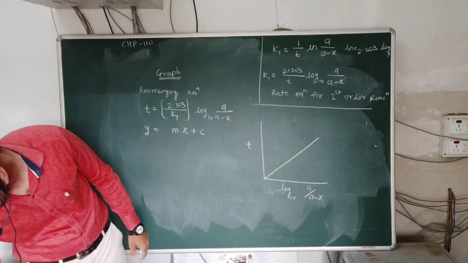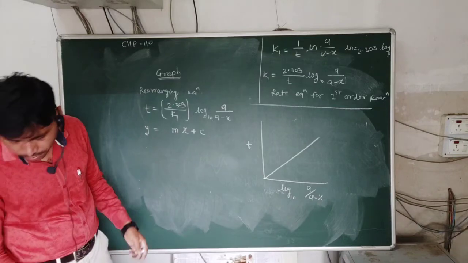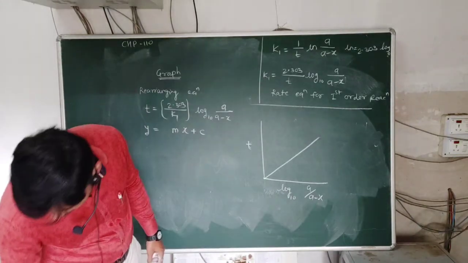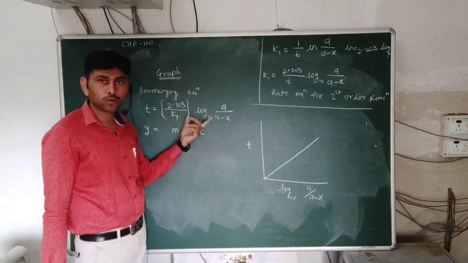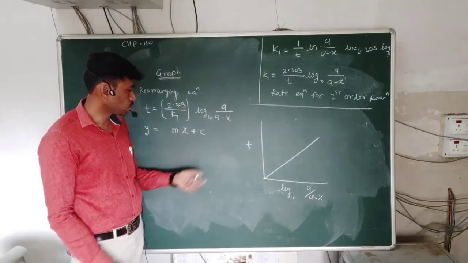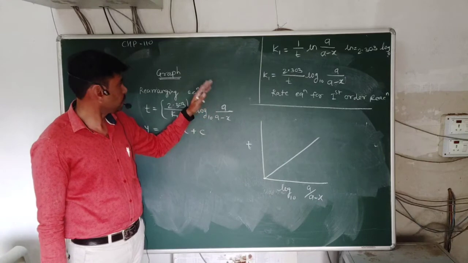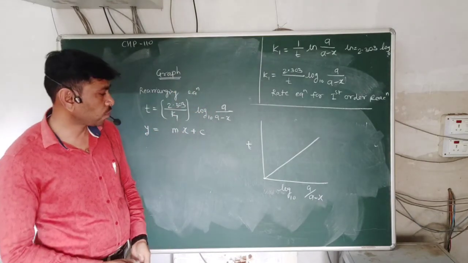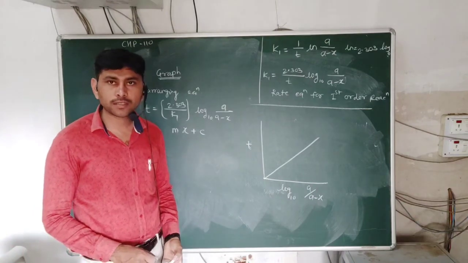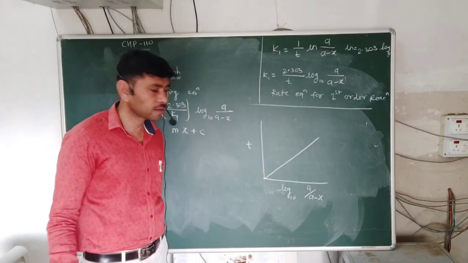Now the half-life period means half of the reaction is completed. When half of the reactant molecules have reacted, that is the half-life. So for the first order reaction, the half-life period can be explained in a similar way.